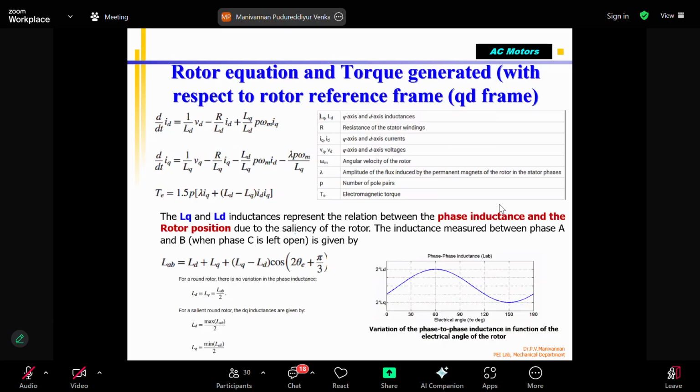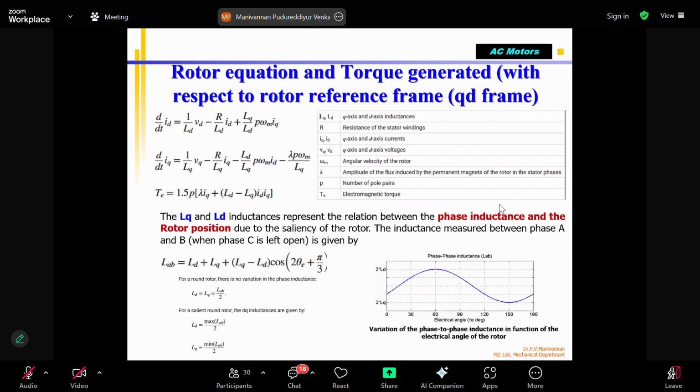Now we know that there are two types of rotors in the permanent magnet synchronous motor. One is called the salient pole, and the other one is the non-salient pole. We talked about it already.